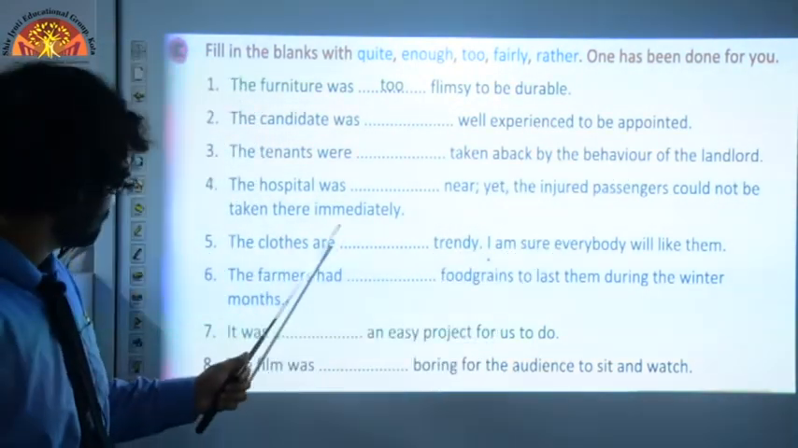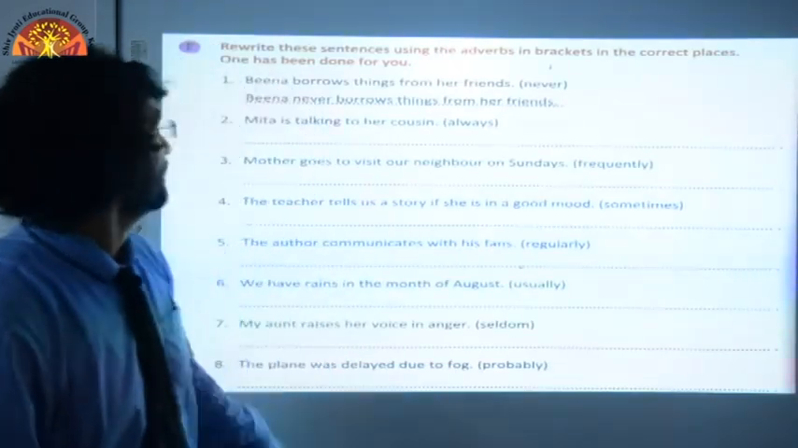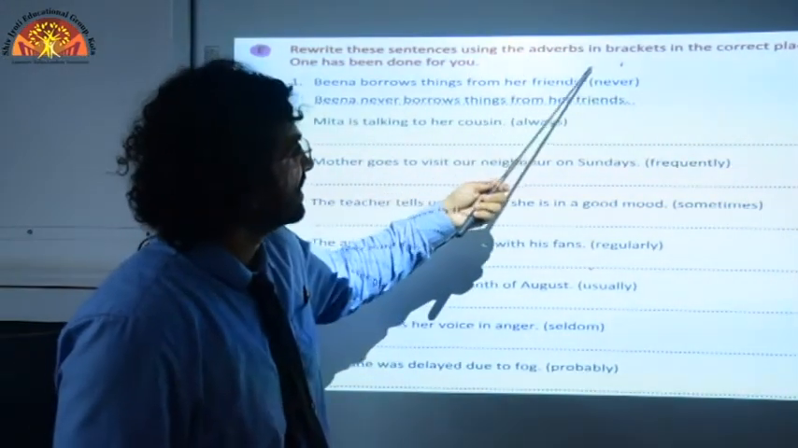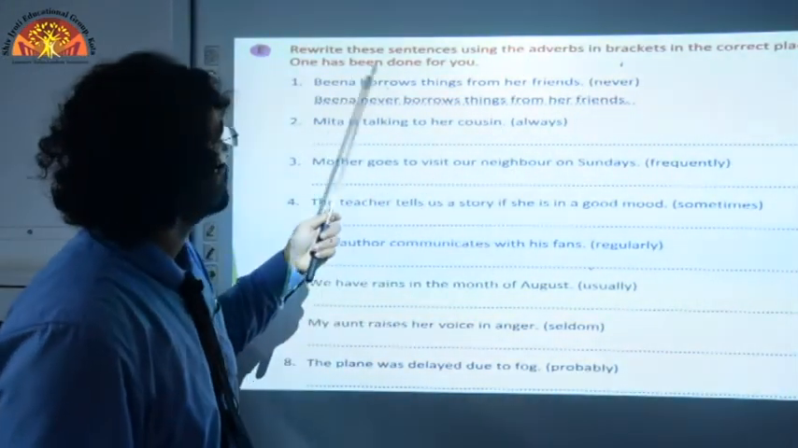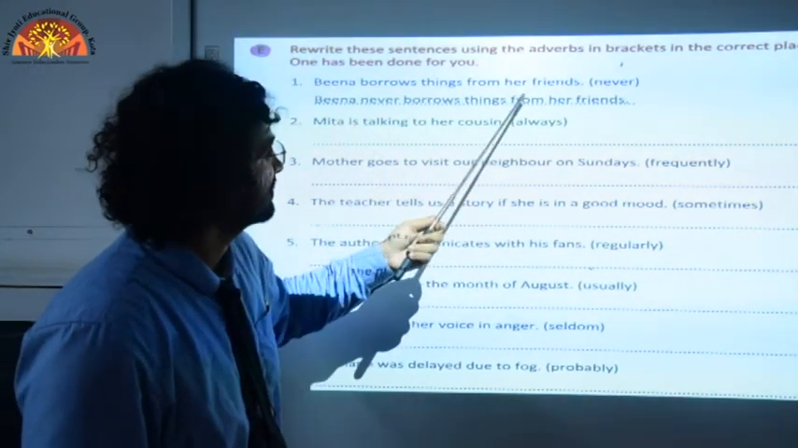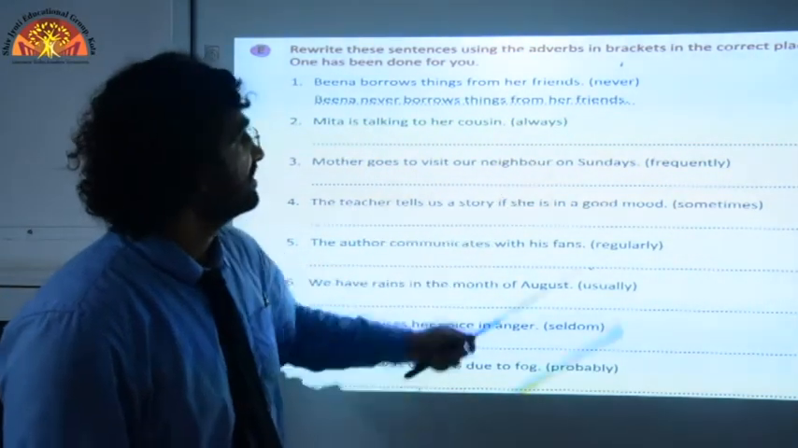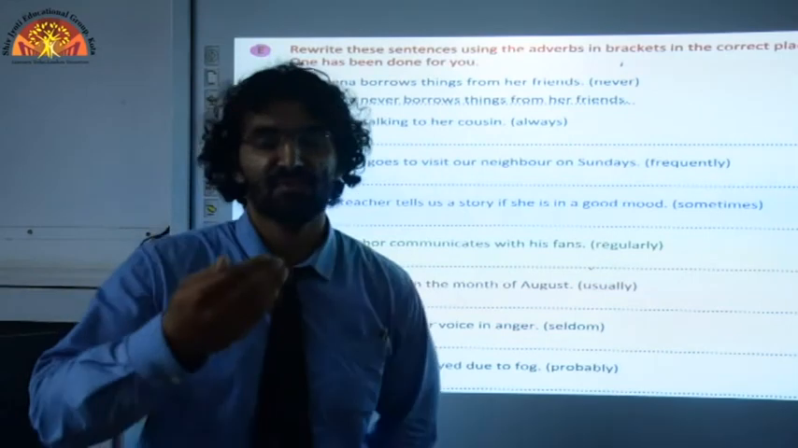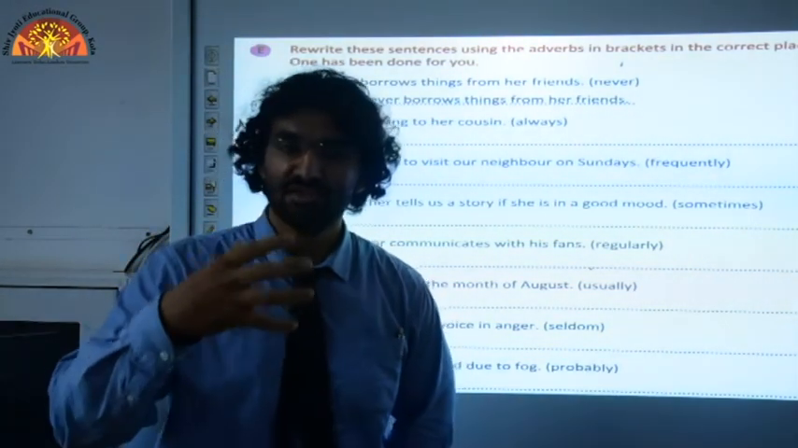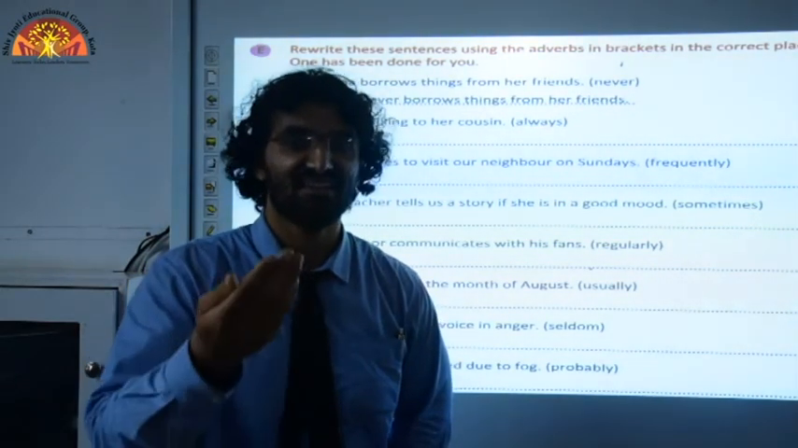So I believe you can do the rest of them on your own. All the very best. Exercise: rewrite these sentences using the adverbs in brackets in the correct places. One has been done for you. Beena borrows things from her friends. Beena never borrows things from her friends. So we can use adverbs in the beginning of the sentence, at the end of the sentence, in the middle of the sentence. This is what we are going to learn with the help of this exercise. So please pay attention and listen carefully.